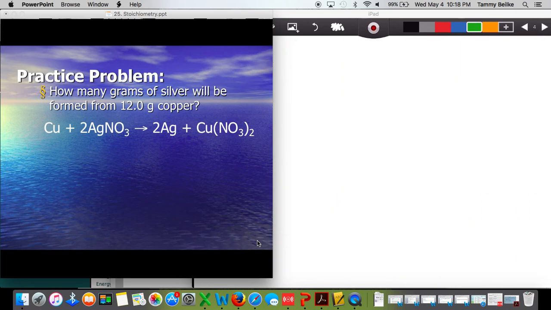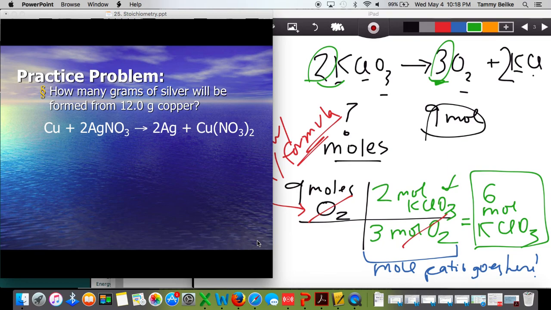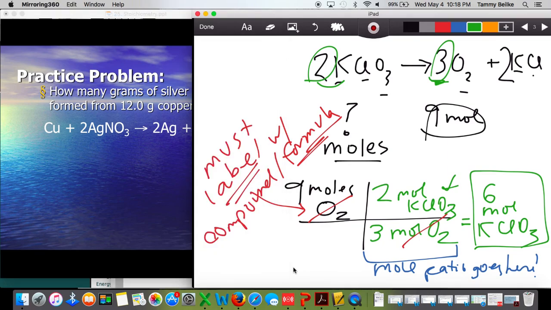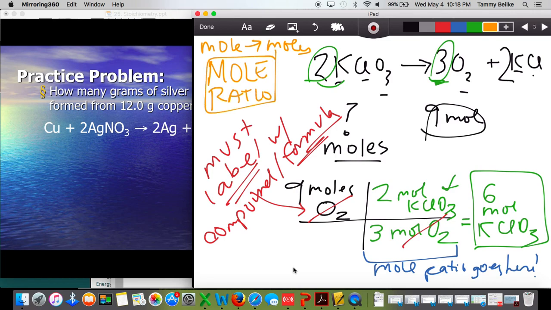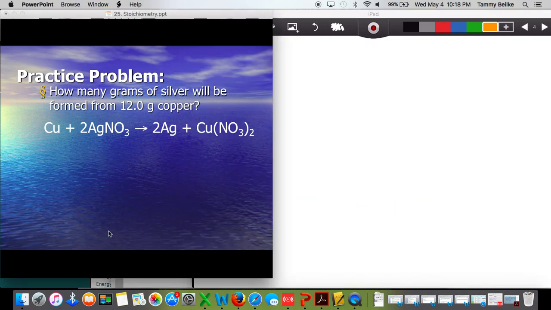Alright, maybe I'll even note that. So we'll use this color. So moles to moles. Mole ratio is the only thing that you need. Alright, back to this.